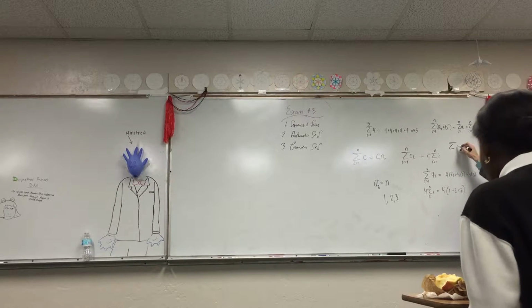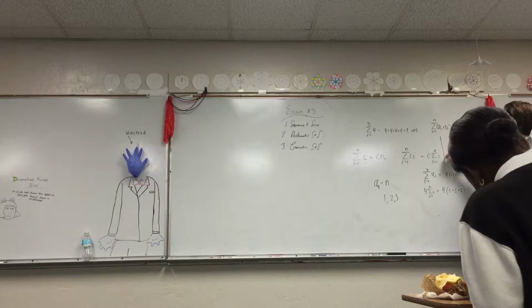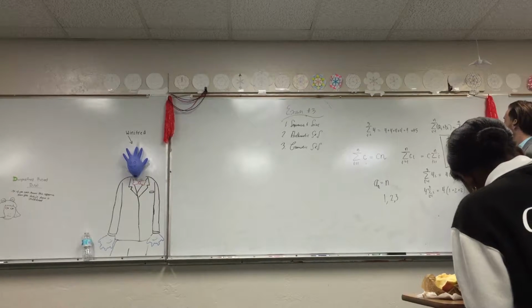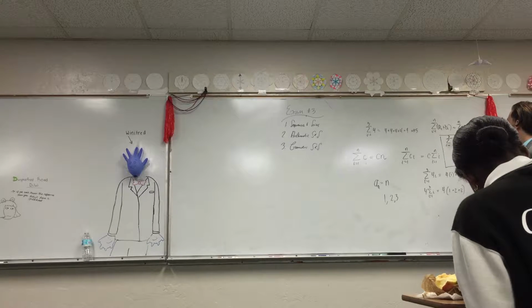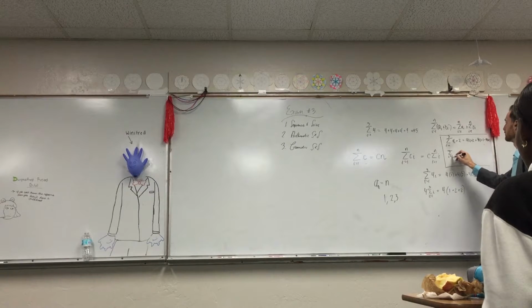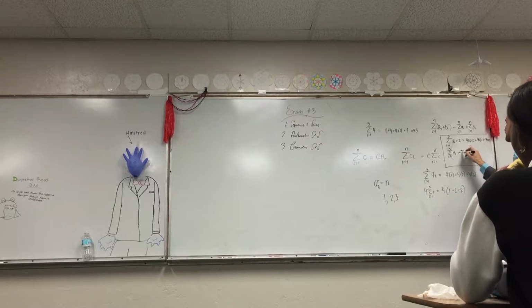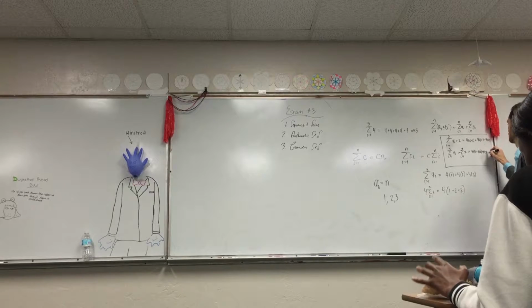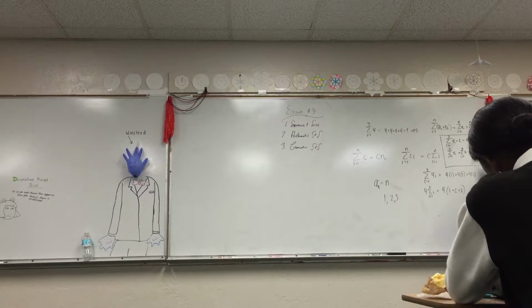For instance, if I had the sum of 4i plus 2 from i equals 1 to 3, that would be 4 times 1 plus 2, plus 4 times 2 plus 2, plus 4 times 3 plus 2, which would be the same as the sum from i equals 1 to 3 of 4i plus the sum from i equals 1 to 3 of 2, which would equal 4 times 1 plus 4 times 2 plus 4 times 3, plus 2 plus 2 plus 2.